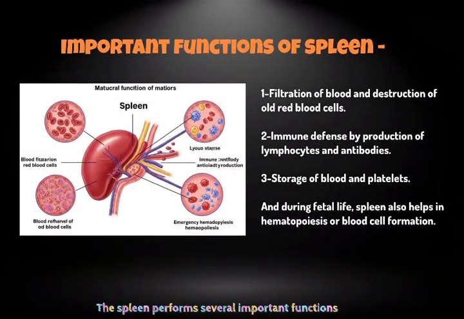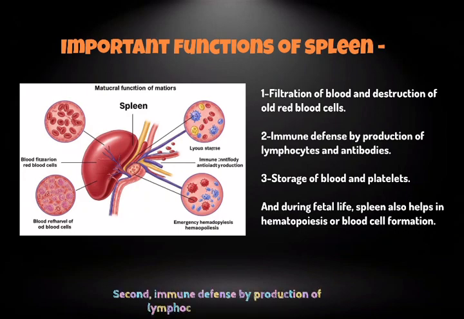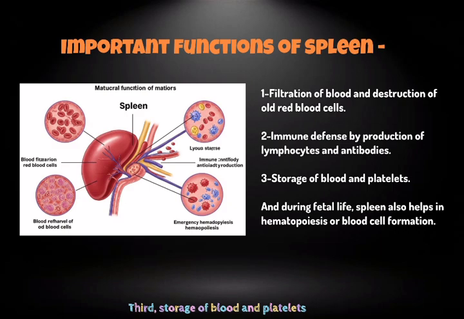The spleen performs several important functions. First, filtration of blood and destruction of old RBC. Second, immune defense by production of lymphocytes and antibodies. Third, storage of blood and platelets. And during fetal life, spleen also helps in hematopoiesis.